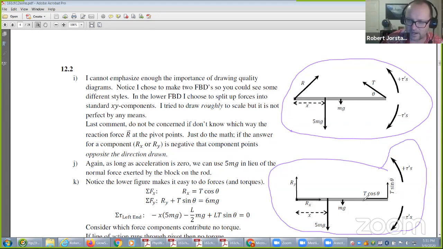Notice this force right here: line of action through the pivot, so it doesn't matter for the horizontal forces. So now here's the force equation. Here's the force equation in the Y. That's pretty straightforward, and notice I used a standard XY coordinate system there.